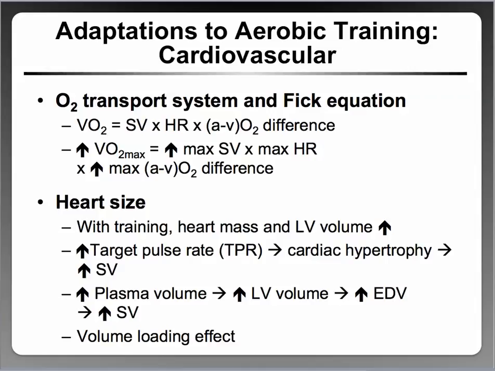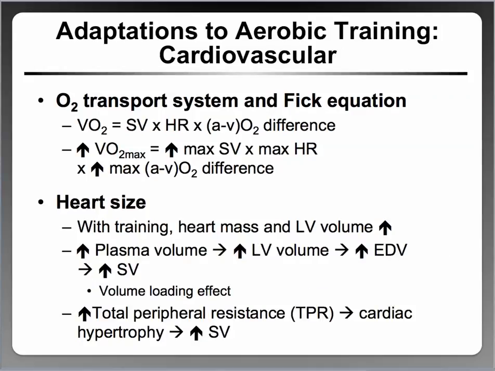So your heart is basically like any other muscle that you have. If you train that muscle, it's going to increase in muscle mass. You train your heart by doing cardiorespiratory endurance activities, you're going to see an increase in heart mass. And because the left ventricle is the chamber of the heart that is responsible for pumping blood out to the rest of the body, what you're going to see is an increase in left ventricular volume.